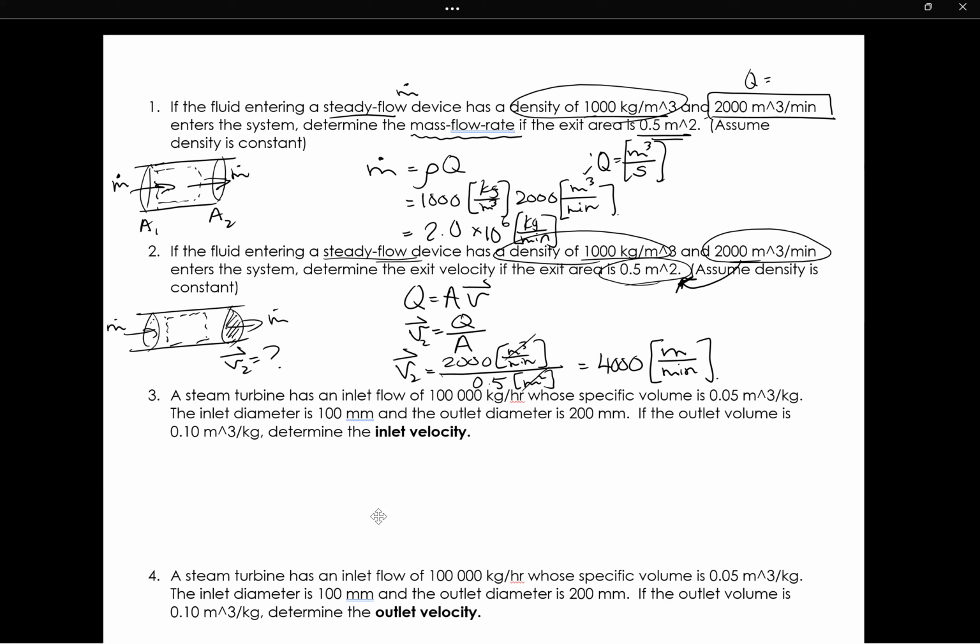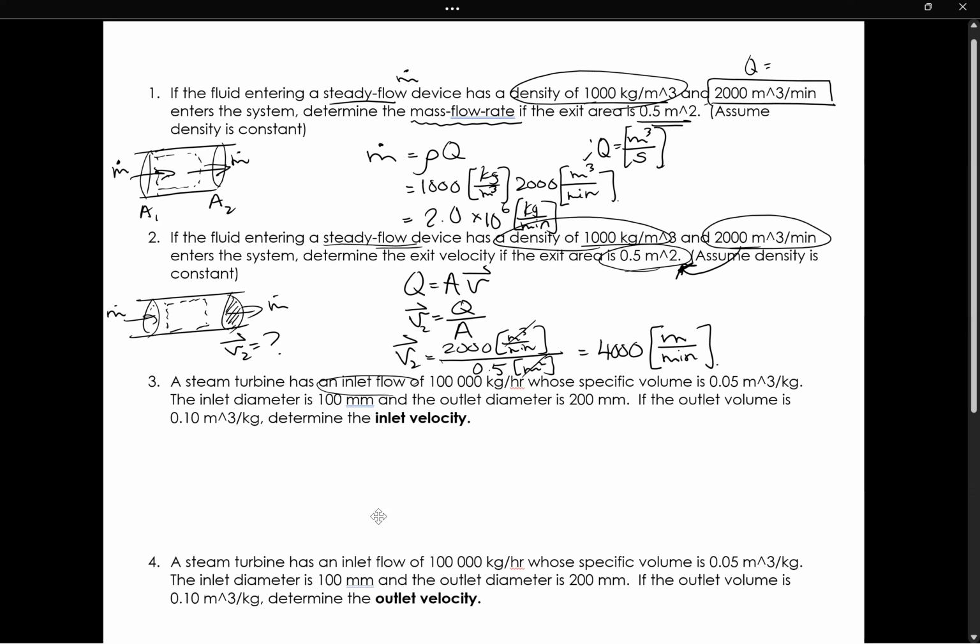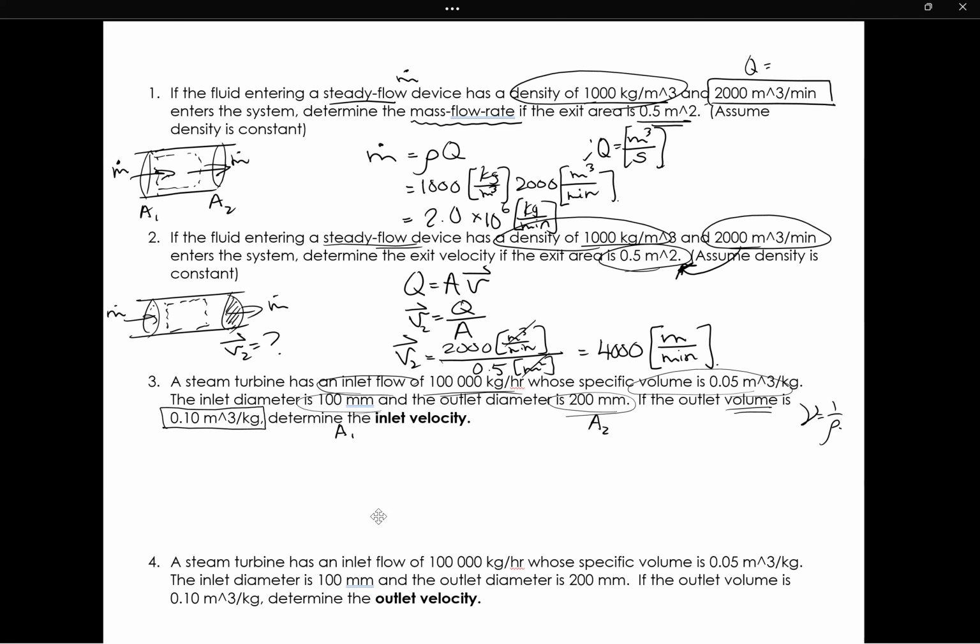Okay, now let's look at one that usually raises a little bit more anxiety. This one is a steam turbine. It has an inlet flow of this amount of mass per hour. So that's a mass flow, right? Has a specific volume. Specific volume is 1 over density. The inlet diameter is given and outlet diameter is given. That means I can calculate A2 and A1. If the outlet volume is 0.1 meters cubed per kilogram, determine the inlet velocity.